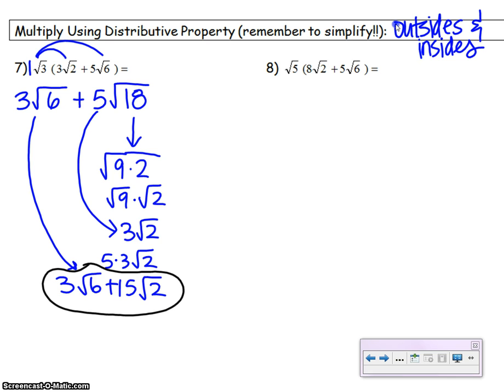So there we go. Number 8 next. The square root of 5 times 8 root 2 plus 5 root 6. We can go ahead and distribute. So we will have 8 square root of 10 plus 5 times the square root of 30. Now no perfect squares go into 10 or 30, so we're going to be done.